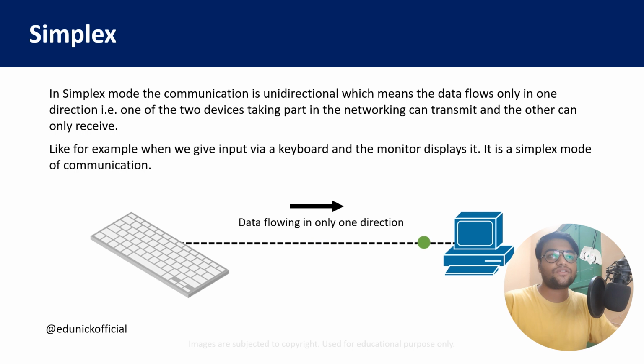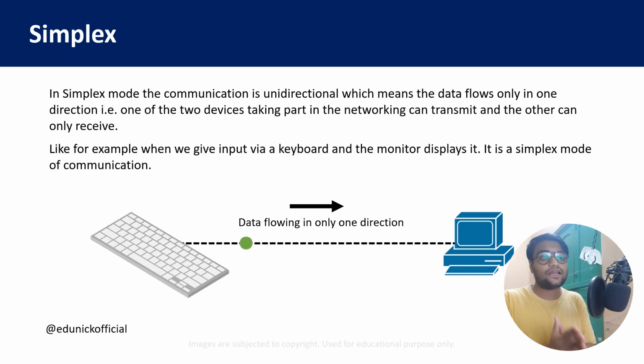What is the simplex mode of communication? In simplex mode of communication, it is unidirectional, which means data flows in one direction only. When we are talking about simplex mode of communication, we are talking about one-way communication, where one of the two devices taking part in the networking can transmit and the other can only receive.